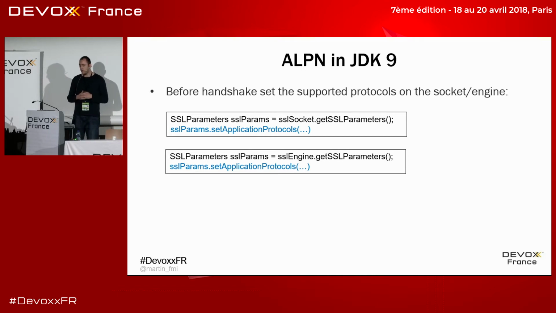And how can you use ALPN in your application? From the SSL socket instance that you use to establish SSL communication, you get an instance of the SSL parameters class, which stores some security information over the SSL socket. And you call the set application protocols method, which accepts just an array of strings that identify the application protocols that are supported by either the client or the server. And you can do that both with the blocking and non-blocking mode of operation of SSL.